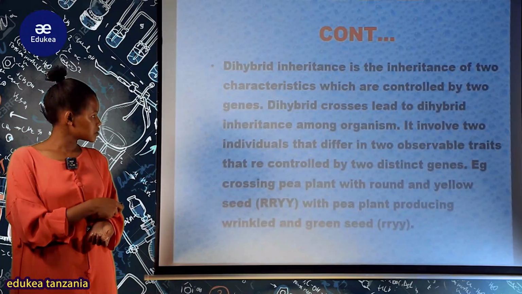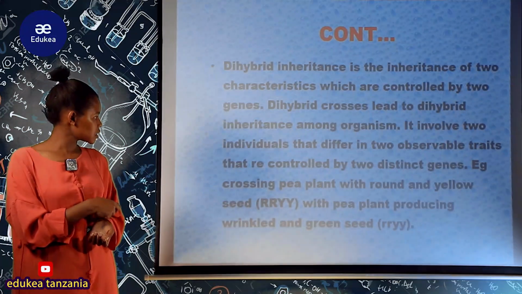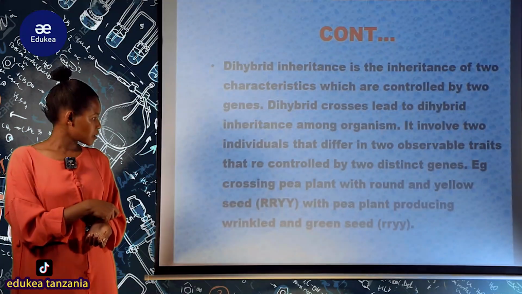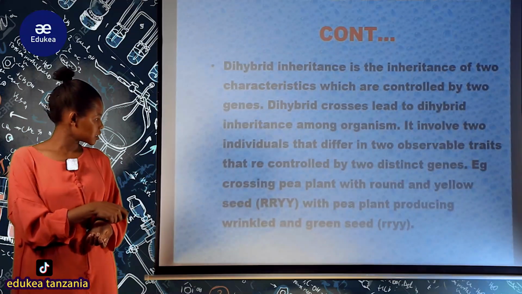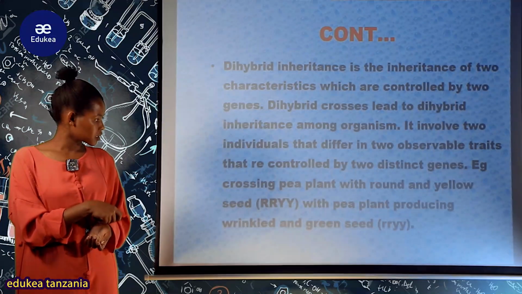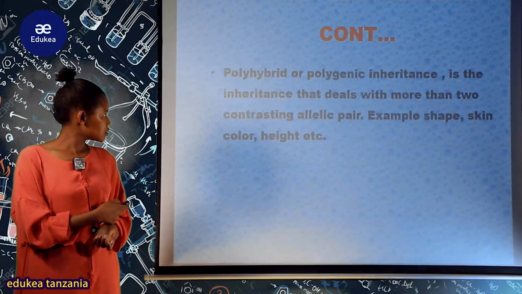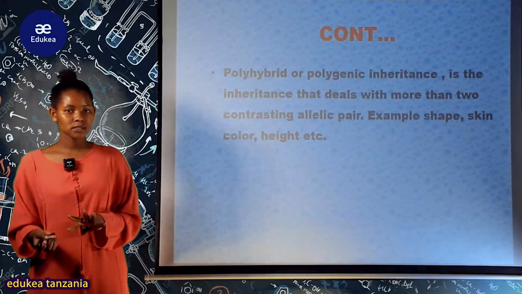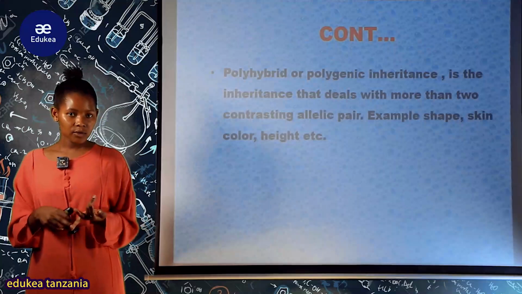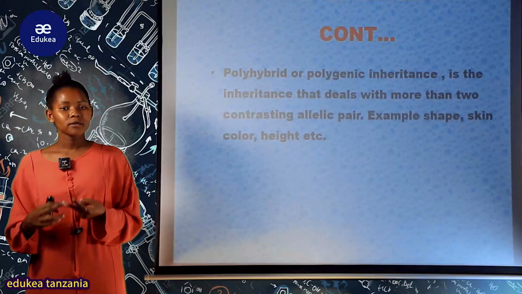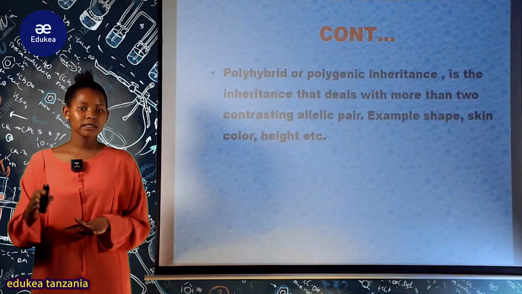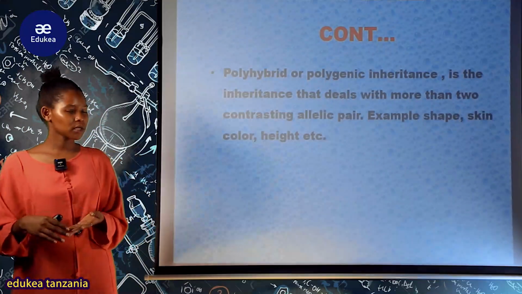It involves two individuals that differ in two observable traits that are controlled by two distinct genes. Example, crossing pea plant with round and yellow seed with pea plant producing wrinkled and green seed. Hiyo ndo dihybrid inheritance. Mfano unachukua seed ambayo ina sifa ya round na ni yellow, unaicross na seed ambayo ni wrinkled na ni green. Kwa hiyo hizo ndo dihybrid, na trait mbili ama gene zake ni mbili.